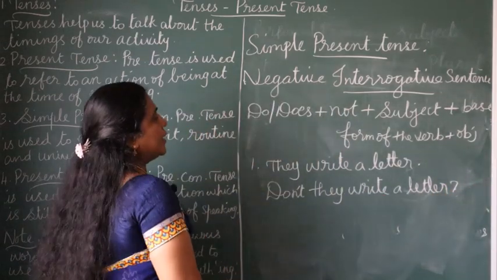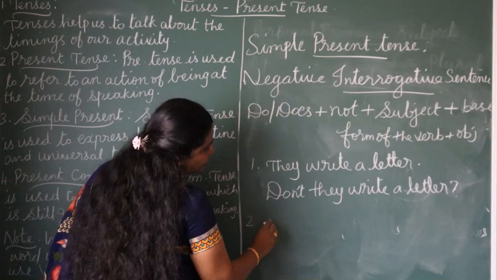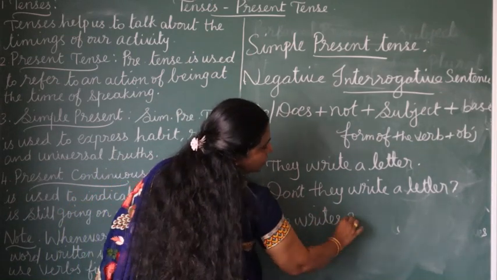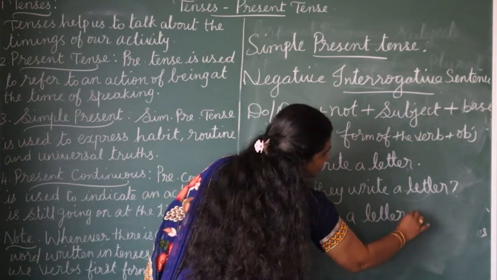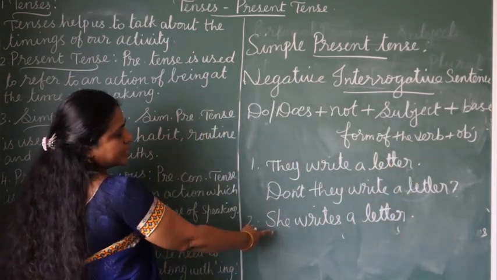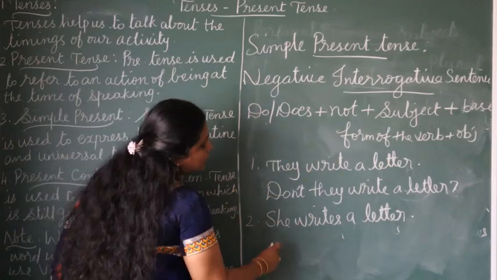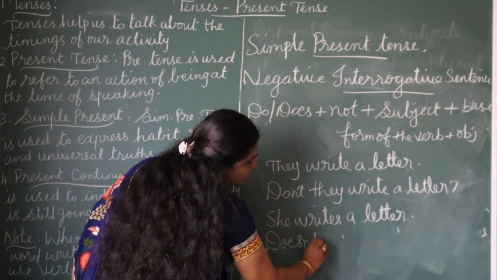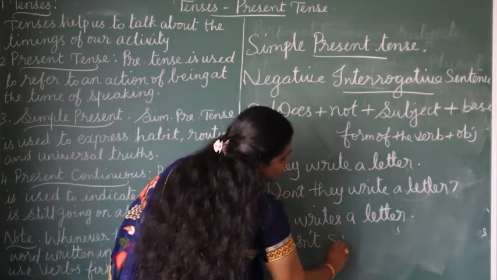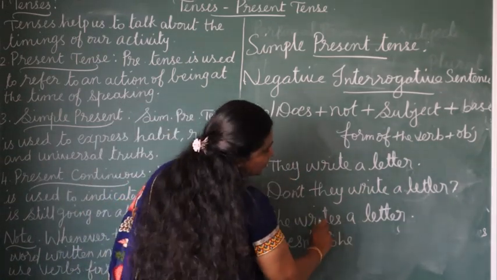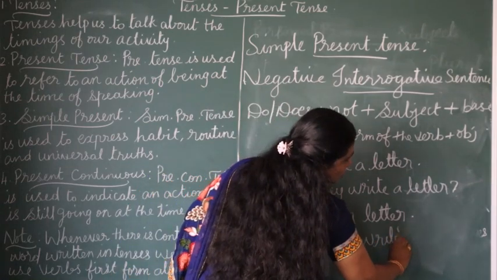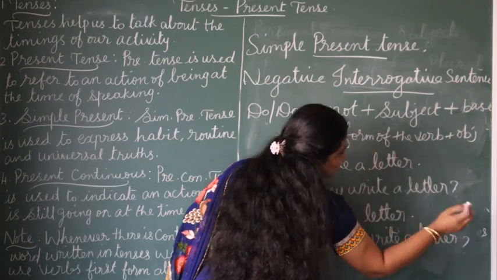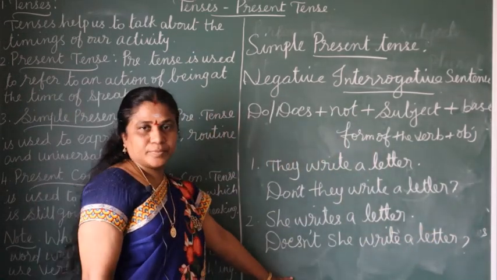And another example, she writes a letter. Here the subject is third person singular, so we use singular verb does. Then not, it means doesn't, then subject she, then base form of the verb write a letter, question mark. So understand? Okay.